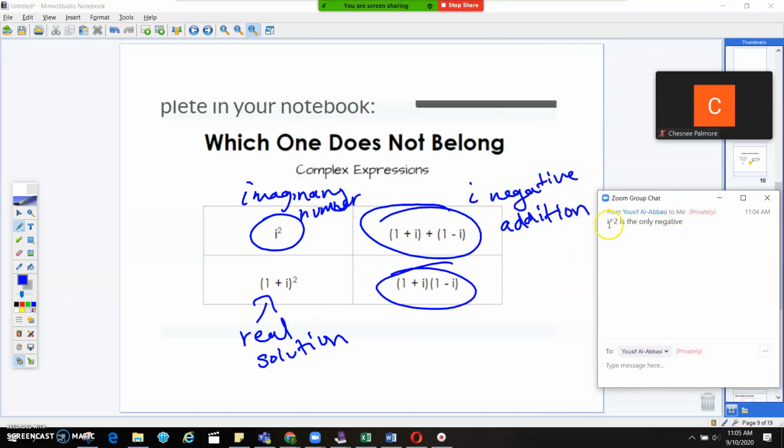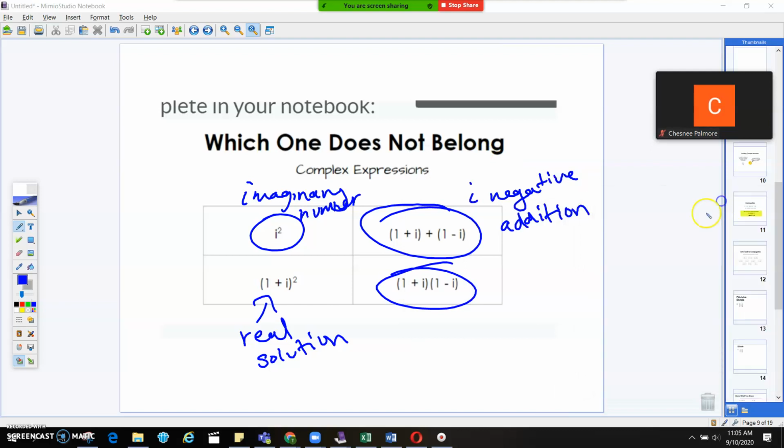Somebody also said that i squared is the only negative. Good. Why would that last one not belong? What's different about it from the other ones? It's got multiplication, okay? And then we also have a positive and a negative, right? So multiplying, and we got that positive and negative. Okay, good. So with these, which one doesn't belong? I really just want you to get like a number sense or just be aware of what's going on in the expression.